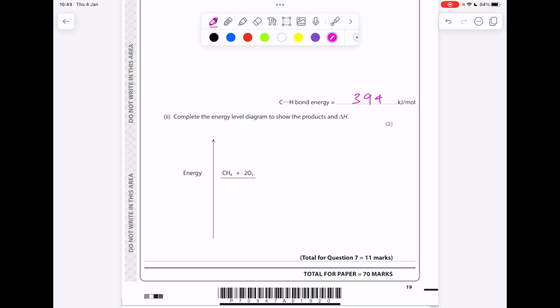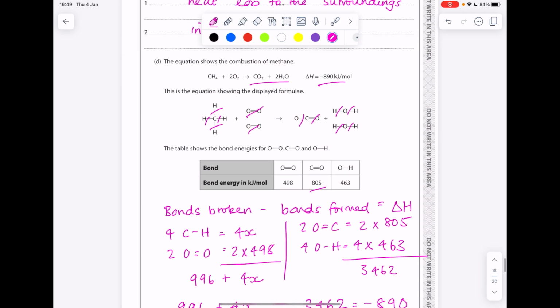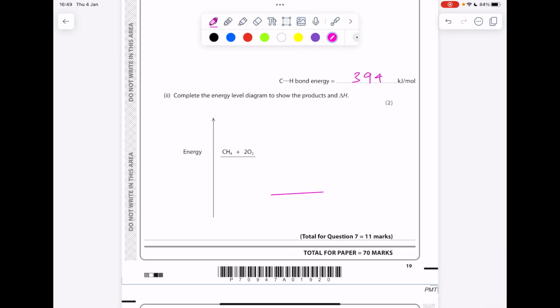Complete the energy level diagram to show the products and delta H. So we're looking here. It's a combustion reaction, which means it's an exothermic reaction. So that means those products need to sit at a lower energy compared with the reactants. So you can eyeball it, but it's somewhere around here. So there are products and delta H is negative. So we just draw a line between those two energy levels.